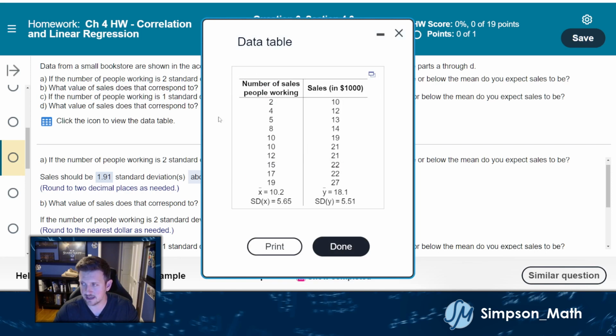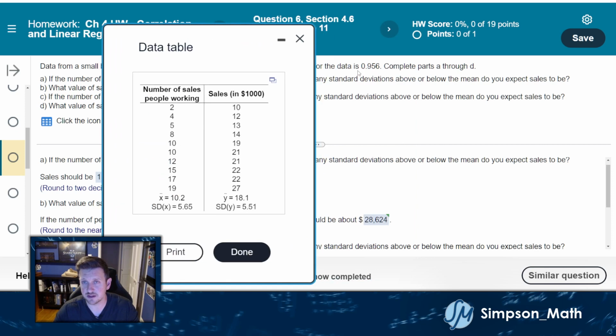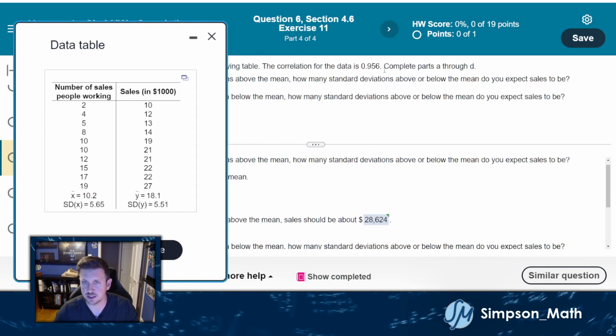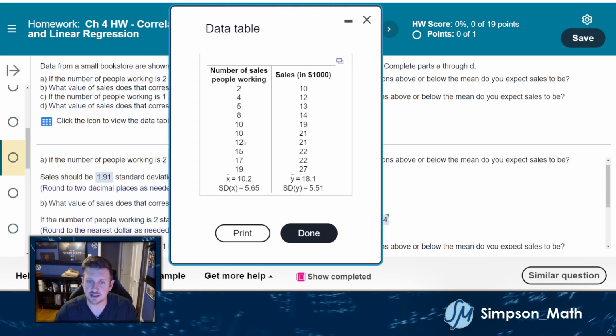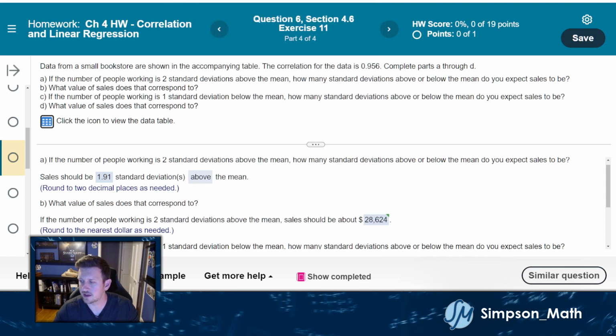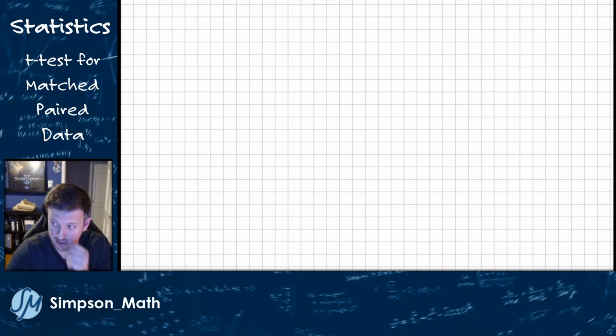We do have our data set. They do give us r, the correlation coefficient, which is 0.956. So I'm not going to need to actually run this to get r, but I will be using the mean and standard deviation of y in just a second. All right, I'm going to switch to my iPad just so I can talk a bit about this. So this is about regression to the mean.